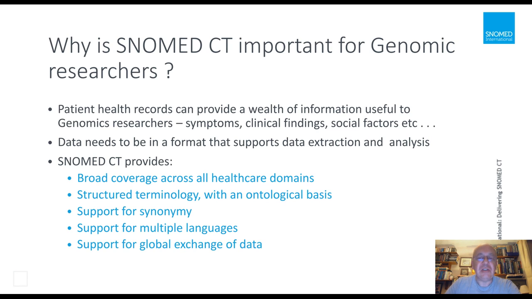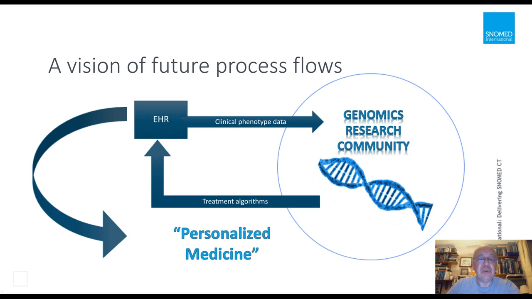So why is SNOMED CT important for genomic researchers? Well, patient health records can provide a wealth of information useful to genomic researchers around symptoms, clinical findings, social factors, and other issues. The data needs to be in a format that supports data abstraction and analysis. So SNOMED provides broad coverage across all healthcare domains. It provides a structured terminology, it has an ontological basis. It supports synonymy, which is important. It supports multiple languages, and therefore supports the global exchange of data.